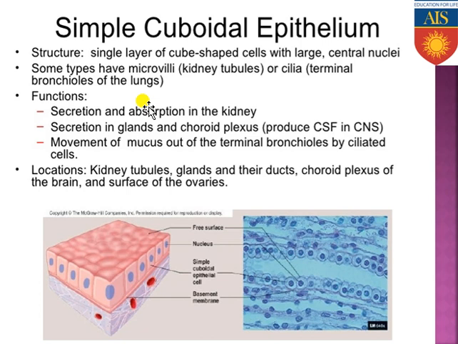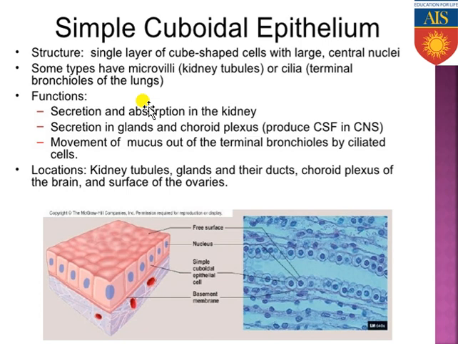Obviously, so this mucous movement can be controlled by the cuboidal epithelial cells. These cuboidal epithelial cells are located in the kidney tubules. They are present within the glands and their ducts. They are present in the choroid plexus region of the brain, as well as on the surface of ovaries also.